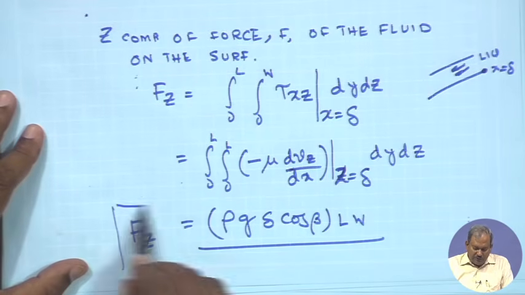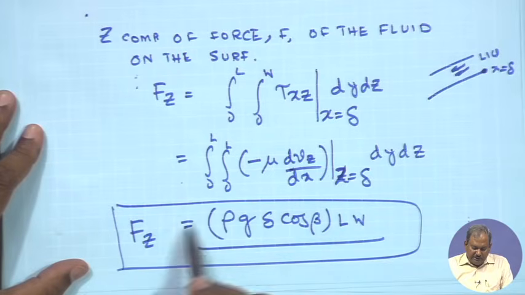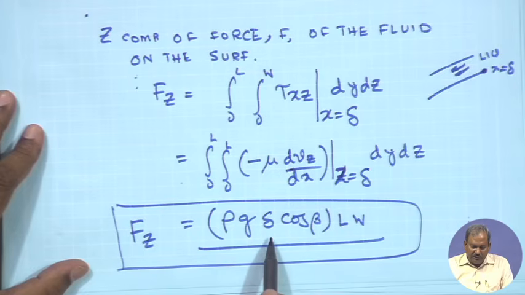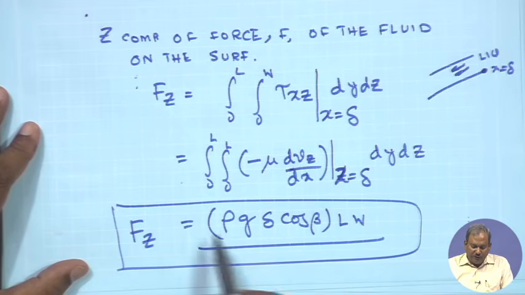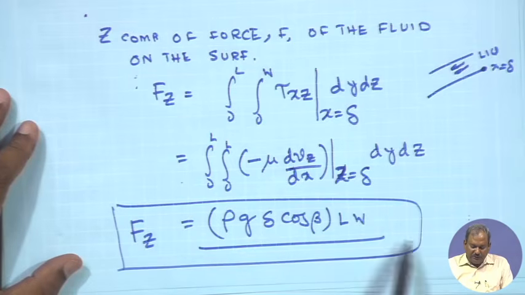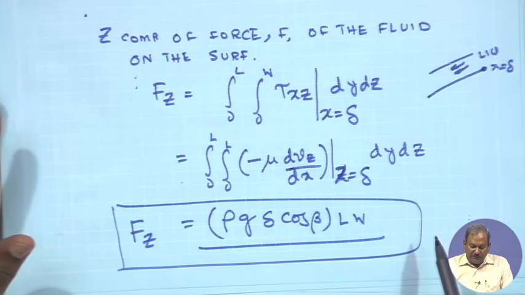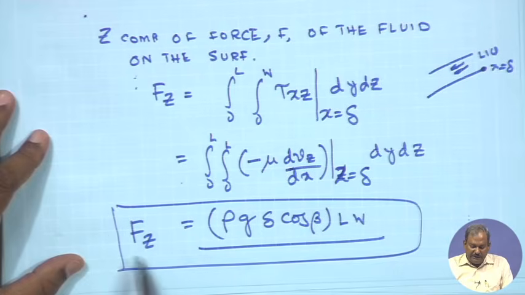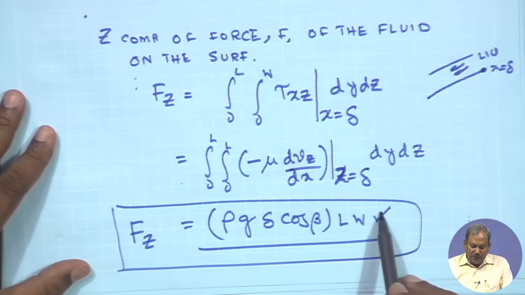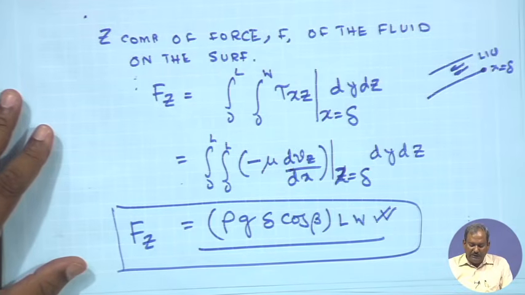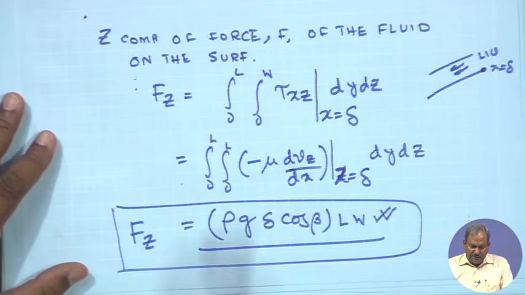So, this is interesting. What you see here is that this expression is nothing but the z component of the weight of the entire fluid present in the film on the plate. And there is no mu in here. So, this entire thing tells you that the force exerted by the fluid on the surface is simply the weight of the fluid contained in the film. So, that is another interesting result.